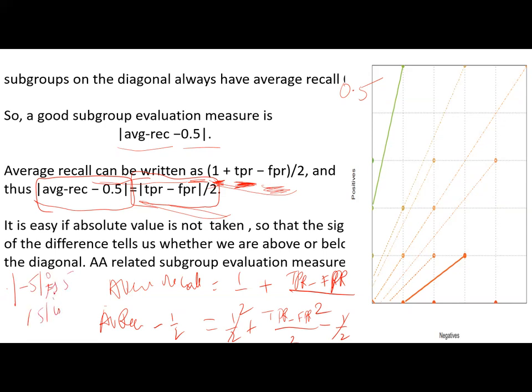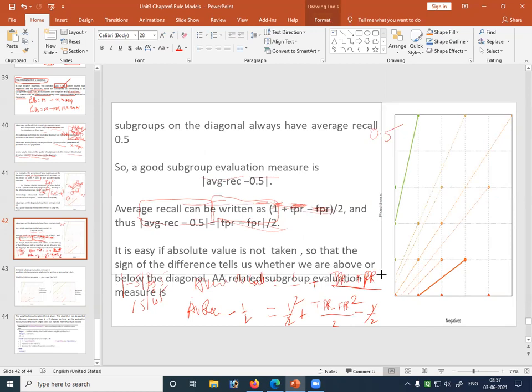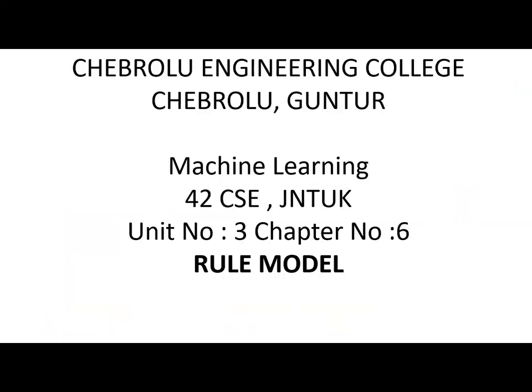Absolute of 5 is 5. Now, if the absolute value is not taken, the sign of the difference tells us whether we are above or below the diagonal. These negative or positive signs specify whether we are on the positive or negative side of the diagonal.